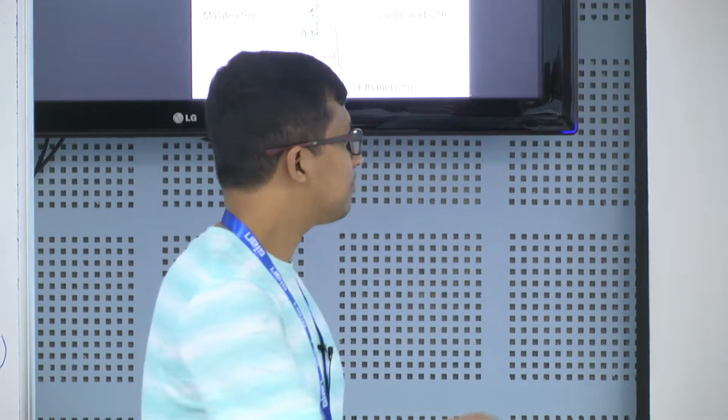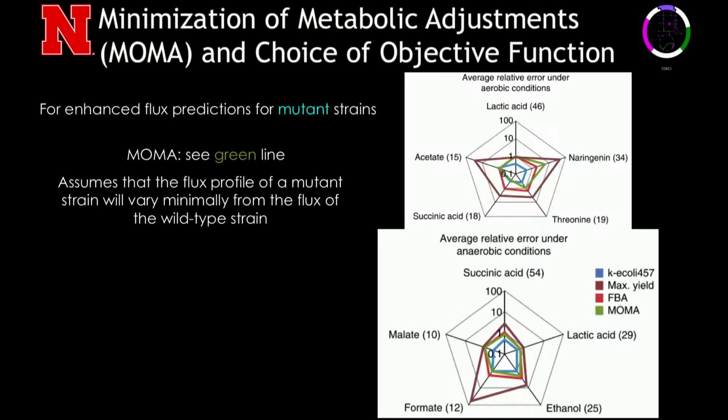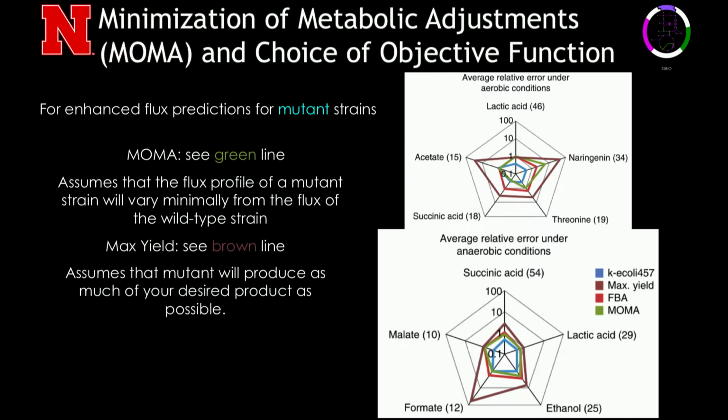If you do that, then probably you will get these green lines, which show how much lactic acid, acetate, succinic acid, threonine or naringenin I can get. These are the targeted products for this example, how much I could get from a specific mutant. Well, the color scheme is horrible on the screen, but maybe you can see the TV screen there. There is a brown line there that basically shows what the maximum yield is.